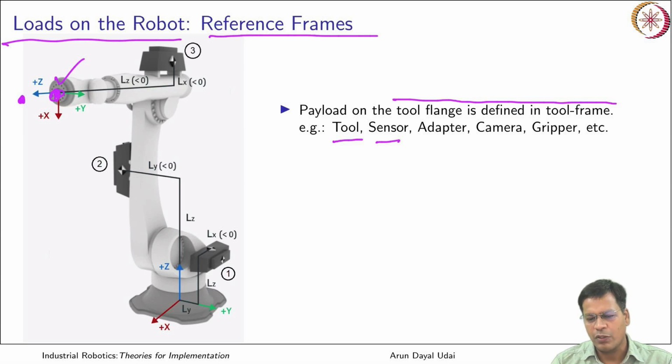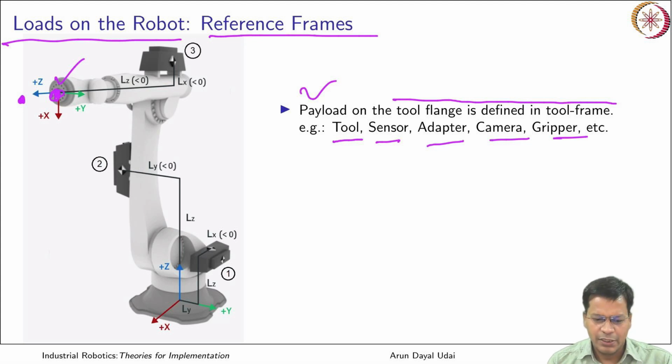This all comes under your payload: adapter, camera, gripper, and the mass that you are actually carrying. If it is a gripper, it can pick up something, so that also is a payload. Overall, the payload is the sum of everything which is attached after this flange. Okay, so that is the payload.